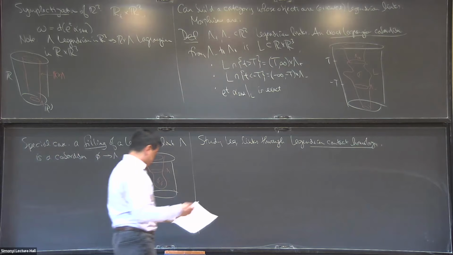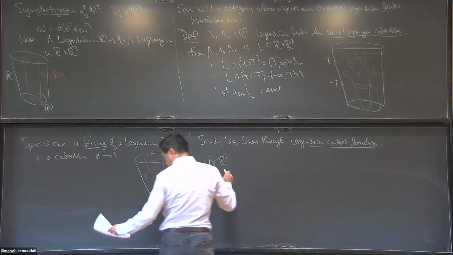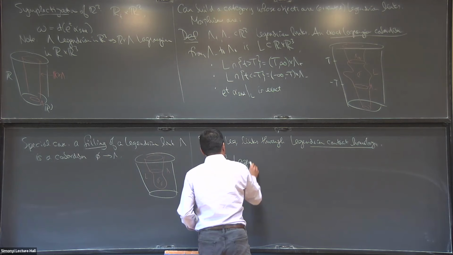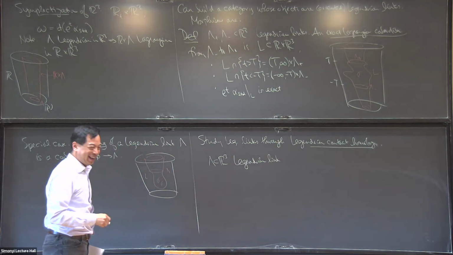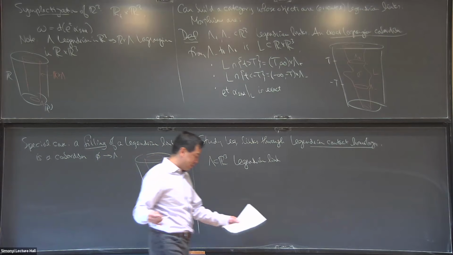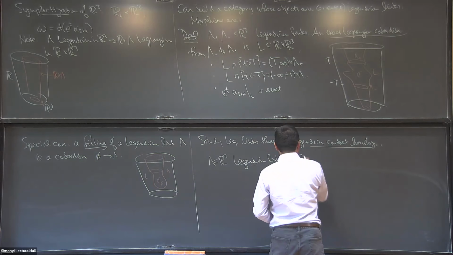This was something around maybe 25 years or so ago. This was work of Eliashberg and Hofer, and also Chekhanov. I don't know if Helmut will agree with this, but Yasha had this general idea, and Chekhanov made some sort of combinatorial model which has become very influential. And so the invariant itself is the homology of something called the Chekhanov-Eliashberg differential graded algebra.